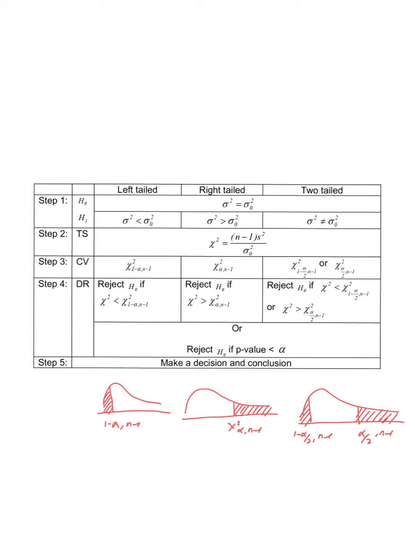Other than that, we can use the p-value approach. The p-value approach has only one decision rule. If you still remember, we reject H0 if the p-value is less than alpha, and then you need to make your decision and conclusion.